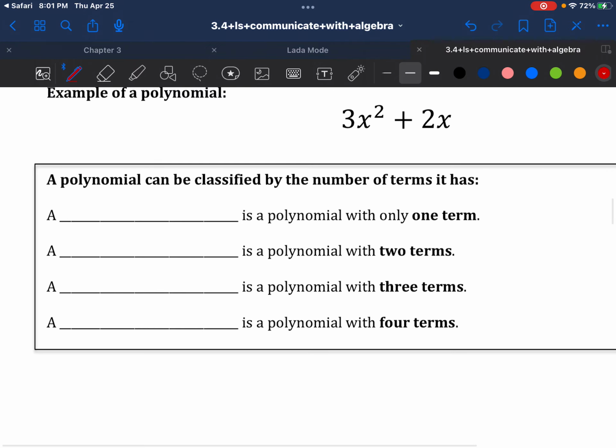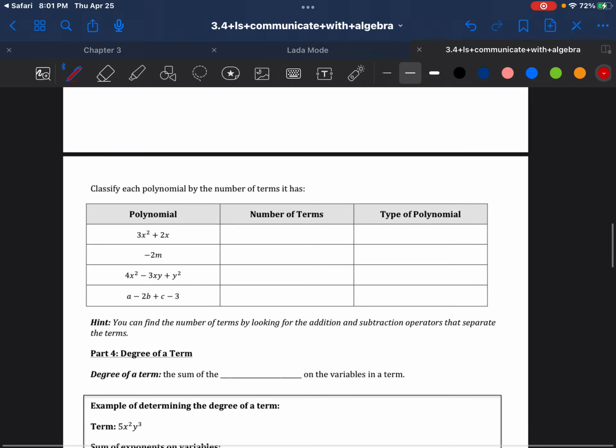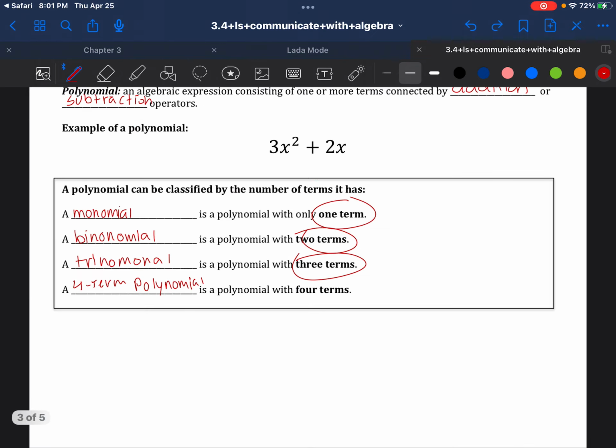So, a monomial is a polynomial with one term. A binomial is with two terms. A trinomial is with three terms, and a four-term polynomial is a polynomial with four terms. Pretty simple. Classify each polynomial by the terms it has. Okay, so how many terms does this have? 2. So it's a binomial.